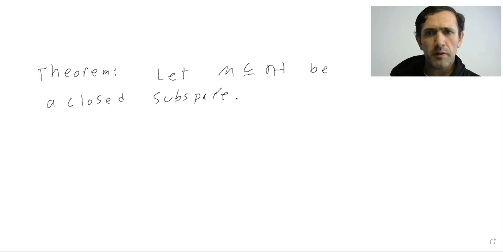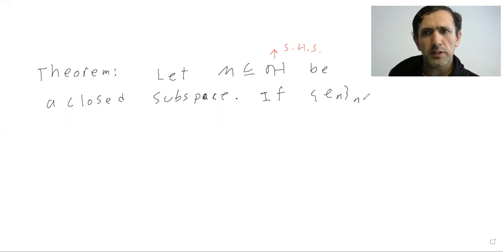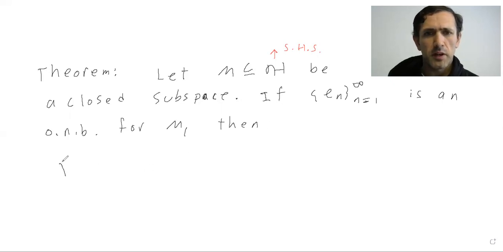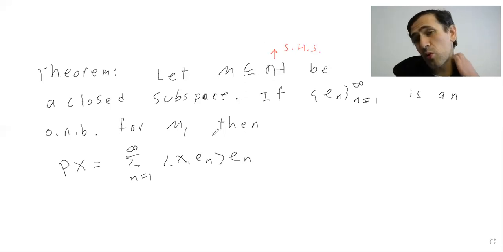So let's say this here is a separable Hilbert space. If we have an orthonormal basis e_n for M, then for any x in my Hilbert space, the orthogonal projection is given by just what we had before if M is finite dimensional. So Px is the sum of the inner product of x with e_n, times e_n.